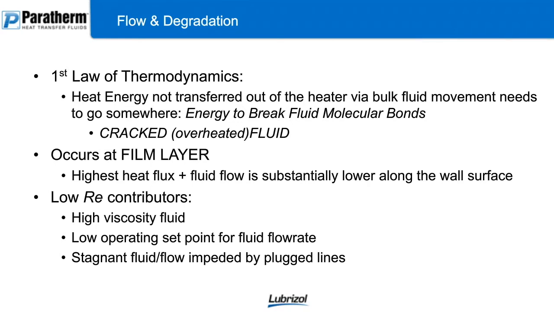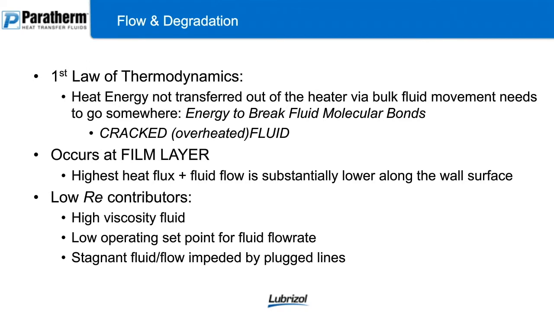Now, where does this energy transfer take place the most? We talked about this. We're going to hit home once again, the film layer. We said the highest heat flux plus fluid flow substantially lower along that pipe surface. Now, what contributes to low Reynolds number? Well, obviously, your set points and your flow. We'll consider that a constant for now. We'll assume that you have operating specifications that are defined by what your process needs. So we're just going to look at the fluid viscosity for our purposes.